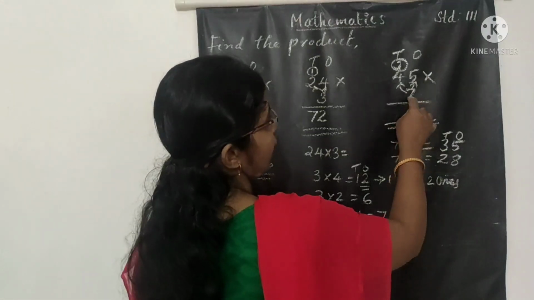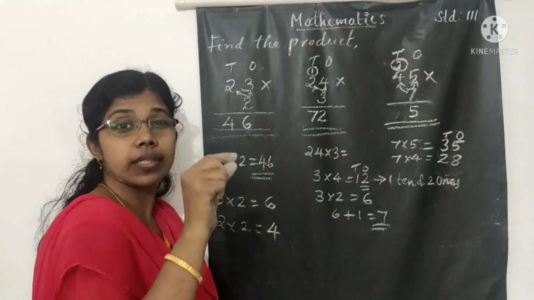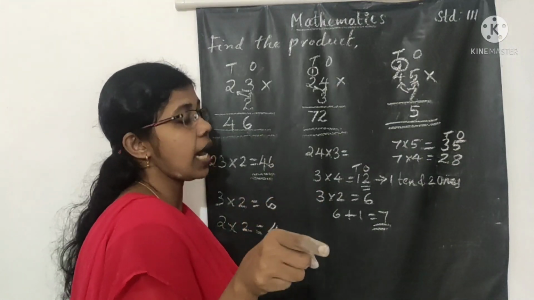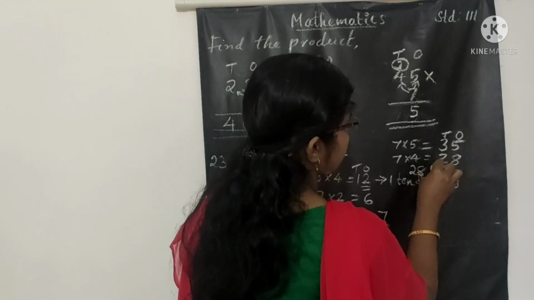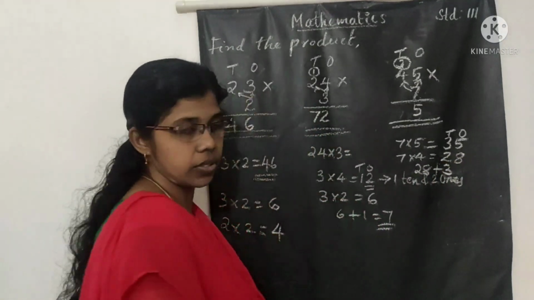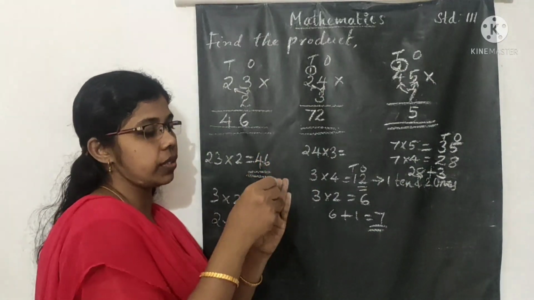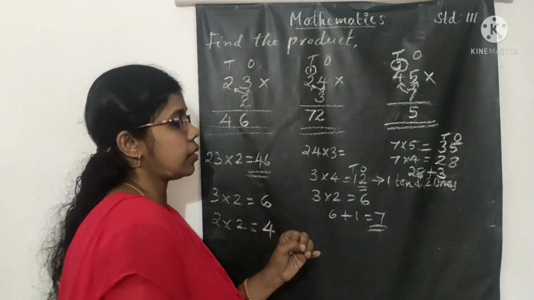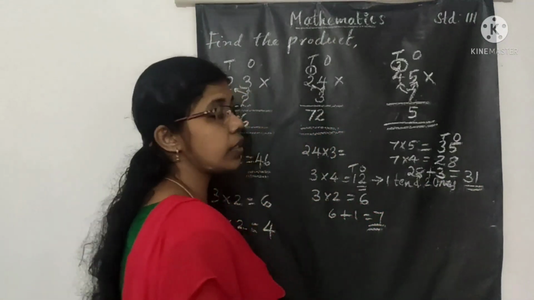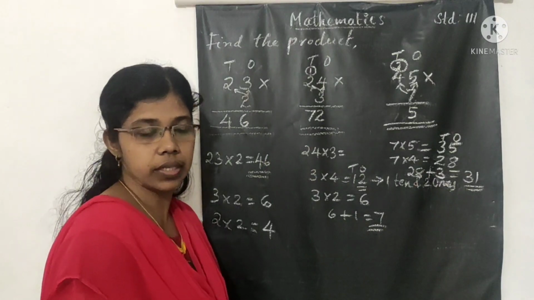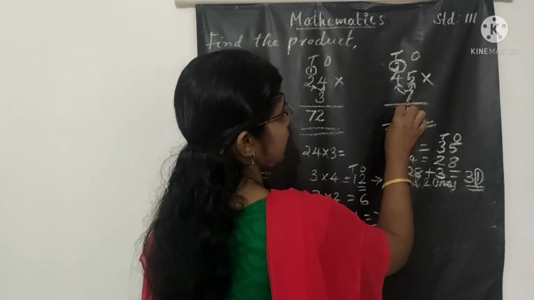Here we have an extra balance of 3. So that 3 also adds with the 28. What is 28 plus 3? 28, after that 29, 30, 31. 31. This is 31 tens. So this one we write in the tens place.